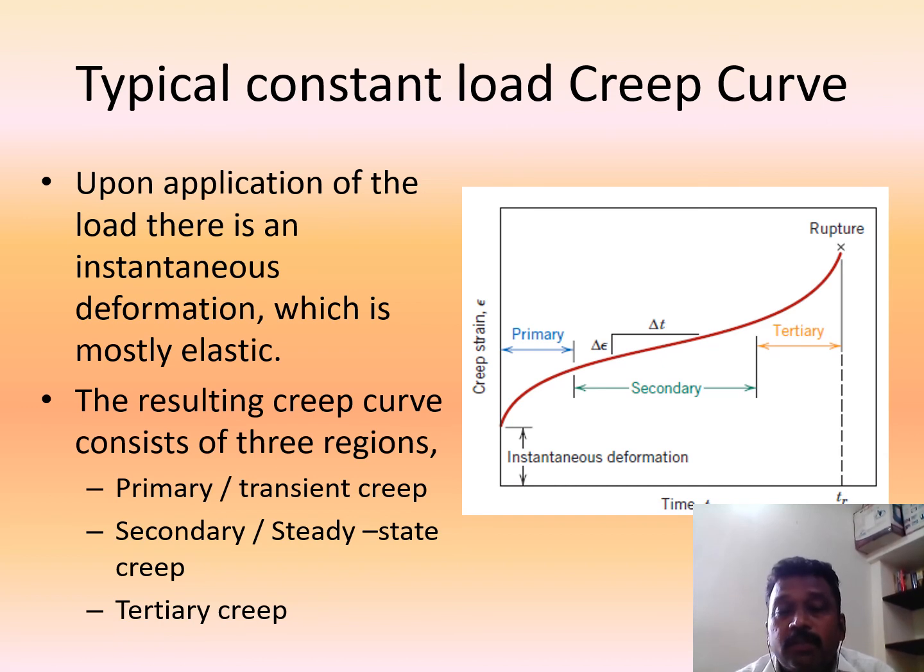There are three stages. The first is the instantaneous deformation, and then next it will start to elongate. It will deform. At some point the deformation is constant, and then again the deformation increases. Finally, it ruptures. So there are three stages. The first is called the primary stage or transient creep, the second is the secondary stage or steady state creep, since the strain is constant, and the last one is tertiary creep.